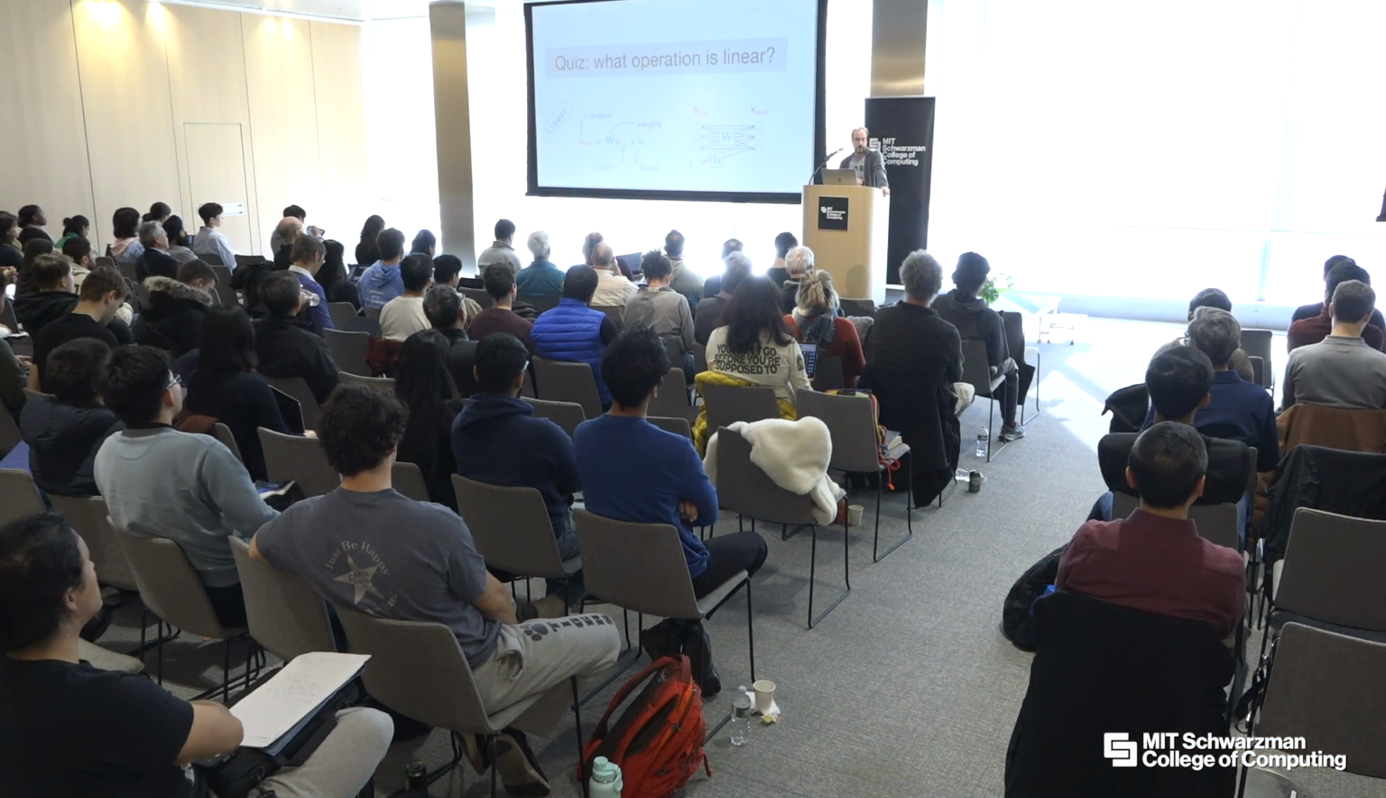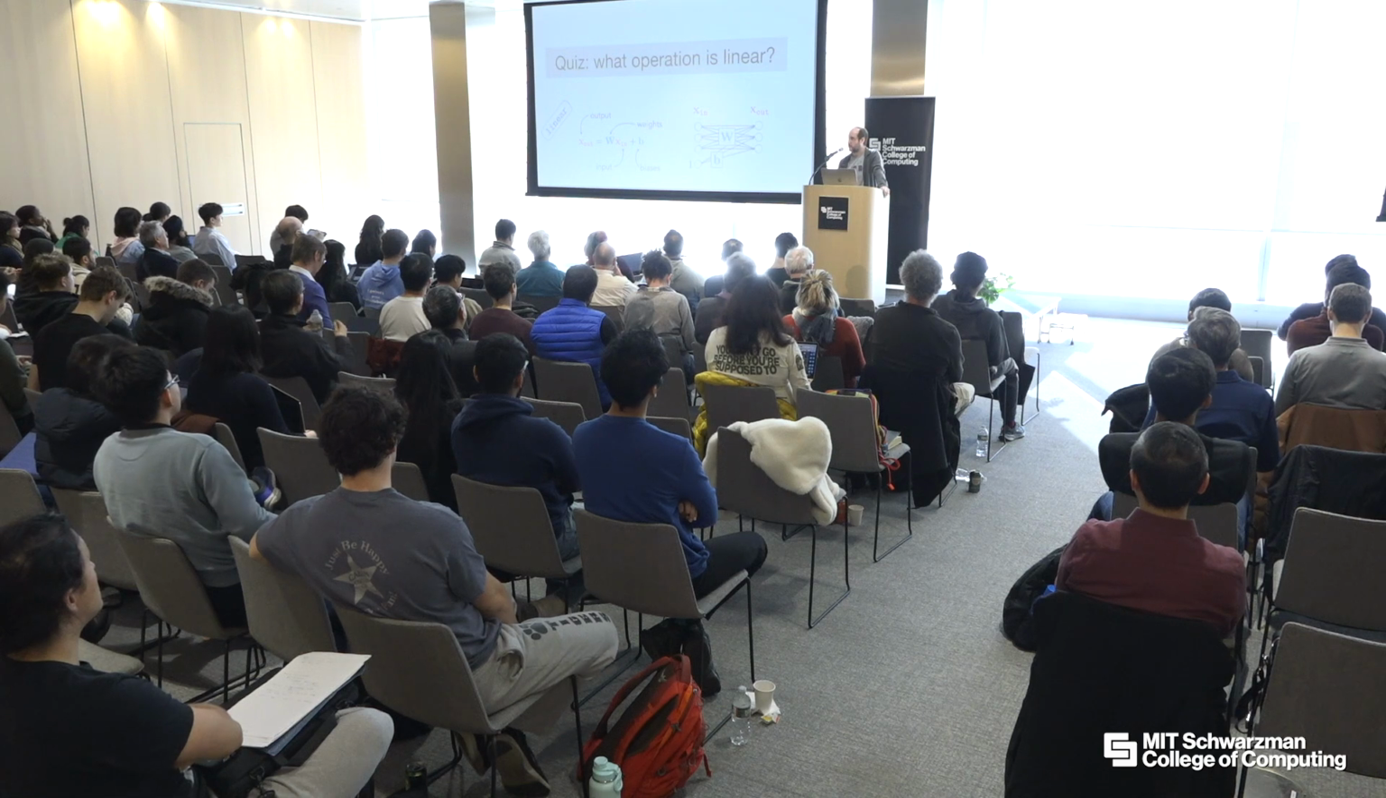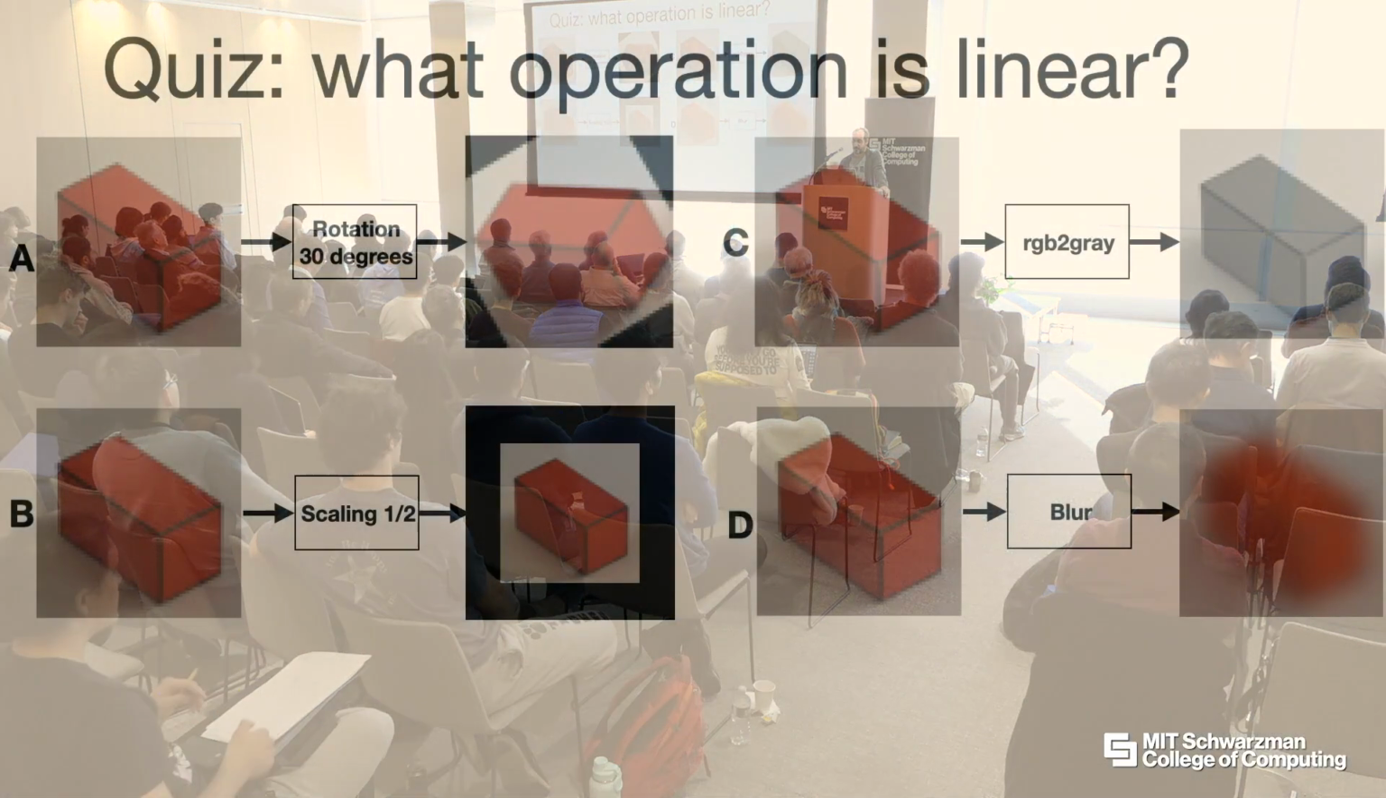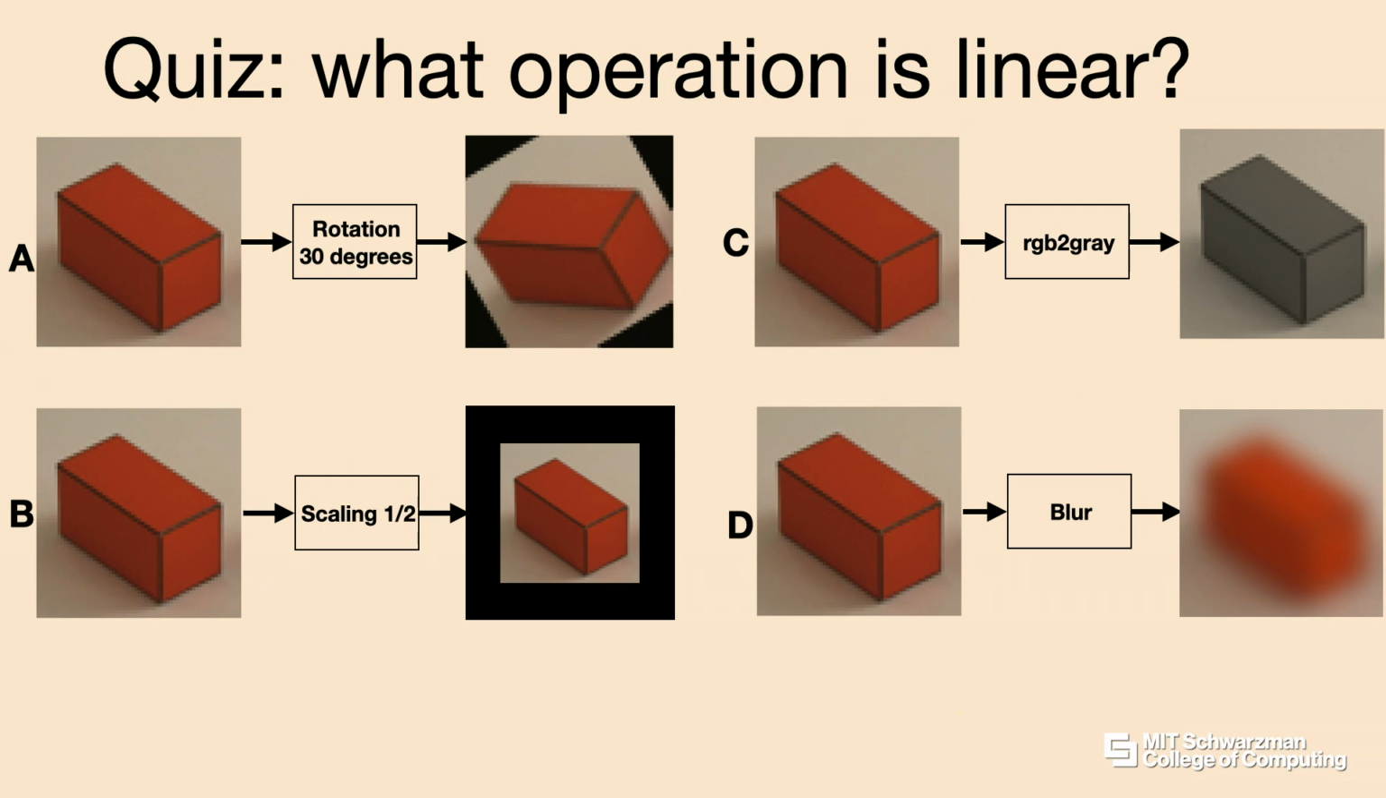I'm going to show you a few transformations, and I want you to tell me which ones are linear and which ones are not. So here there are 4 transformations. The first one is taking a picture as input, and then you have to rotate it. The second one is a scaling of the image. The third one is to transform a color picture into a grayscale. And the final one is to defocus a picture. So think about it for 5 seconds.